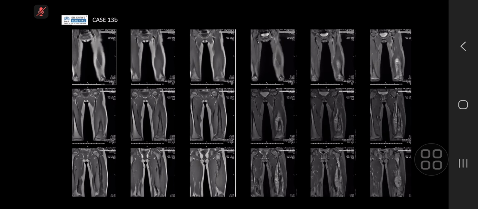Okay, MRI T2. I see the lesion is extensive in the lower two thirds of the left femur. There's a high signal edema of the surrounding soft tissue. The lesion is infiltrating the bone. With these features, I will go with osteosarcoma.